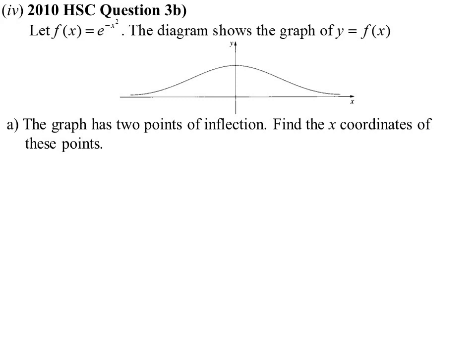Here's one from an HSC a couple of years ago. They gave us this graph, e to the power of minus x squared, which is that classic bell shape type of curve. They told us it has 2 points of inflection.